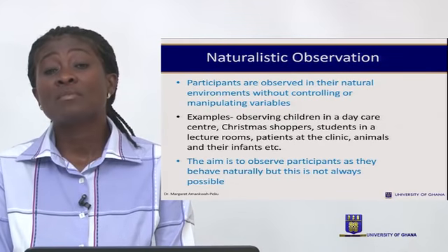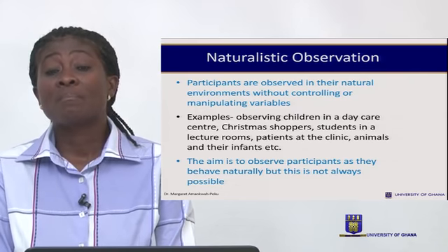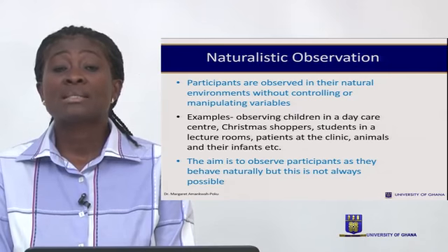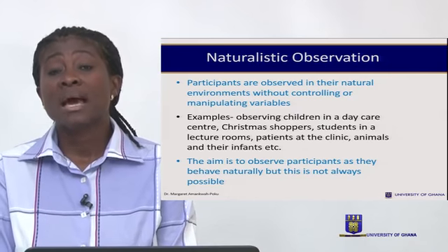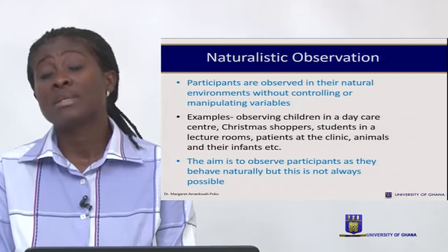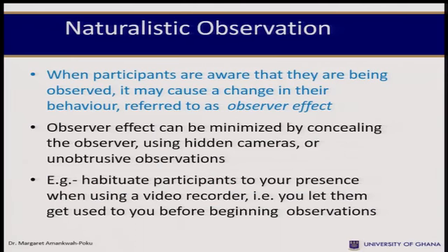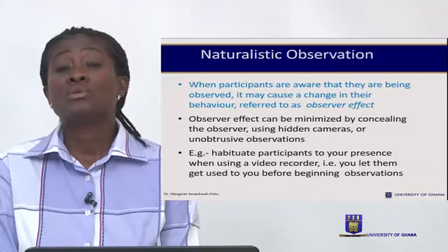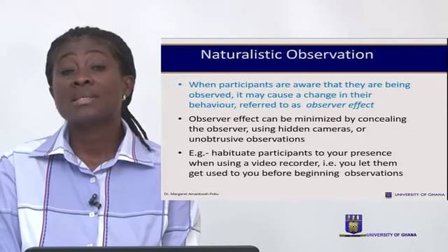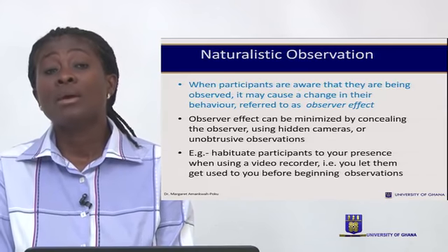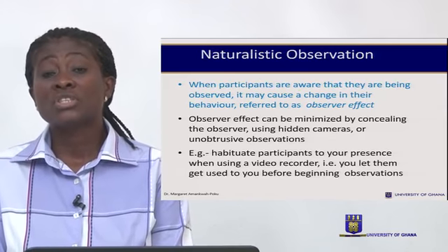So basically, the aim of this kind of methodology is to observe participants in their natural setting as they behave naturally without influencing their behavior. When participants are aware that they are being observed, sometimes they change their behavior, and that's a problem with this kind of method, and it's referred to as the observer effect. So to reduce that, you conceal the observer. So perhaps you rather use a hidden camera to record the behavior of the shoppers in the mall, rather than having somebody sit somewhere looking at them and observing them. That could let them change their behavior.